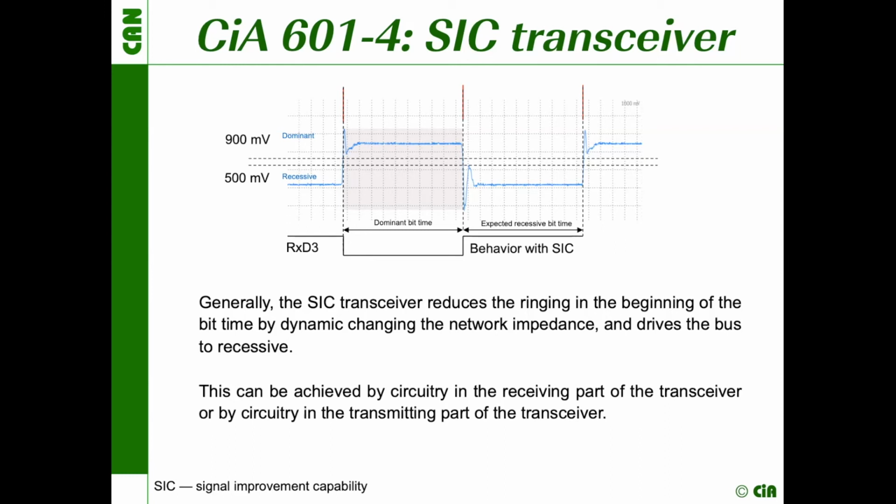Because recessive to dominant is actively driven, so it's not much of a problem. But switching the bits from dominant to recessive, that's not actively driven. That's left open, so we have a much undershoot and back. And if we sample at the wrong point, we may sample the wrong bit. And so signal improvement means that a transceiver dynamically changes the network impedance into the way how we want to have it to compensate for this kind of ringing.